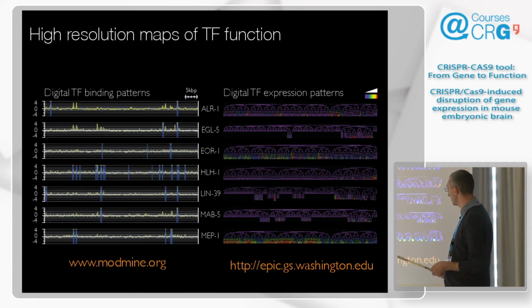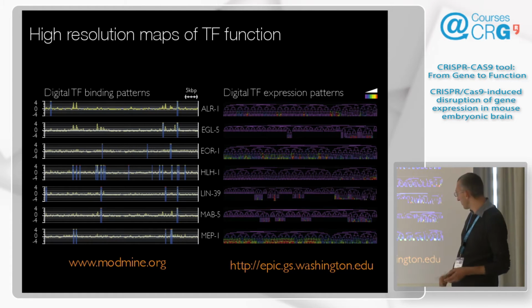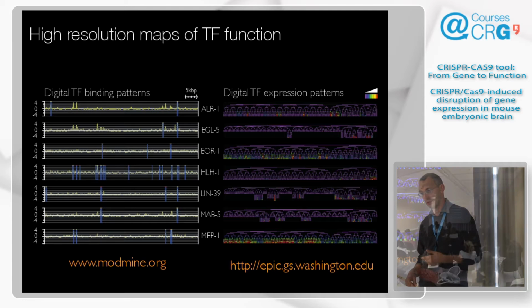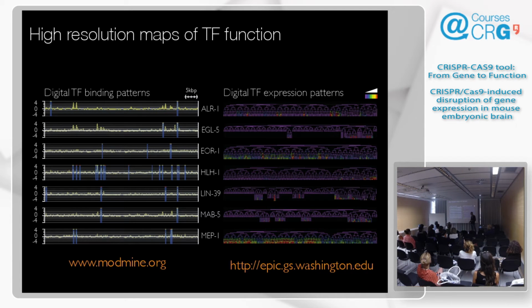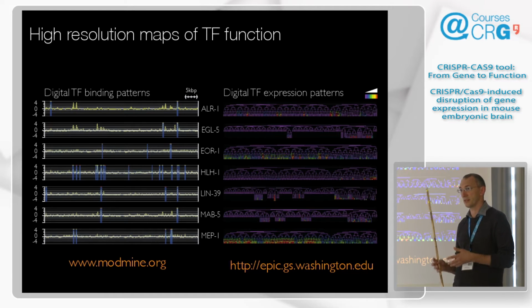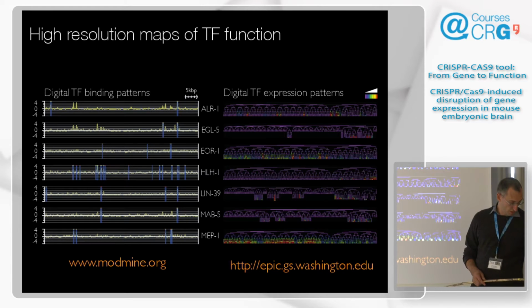And so this was headed by the Robert Waterston lab in Seattle. And this resource is also available at this site here, and also all the transcription factor binding data that we achieved through ChIP-seq is also available from the modENCODE site. So the combination of these two things, the binding site and the expression pattern, kind of gives you a fingerprint of transcription factor function in this model.